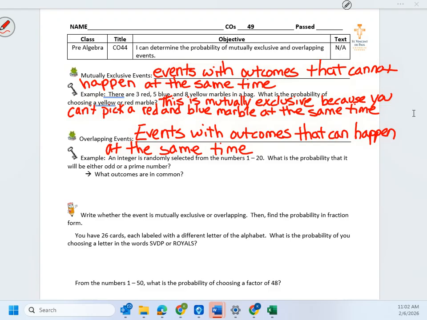There's a lot of overlap, right? 3 is both a prime and odd. 5 is both a prime and odd. 2 is just a prime, not odd. But there is some overlap. So what outcomes are common? Well, let's first explain this. So this is overlapping.